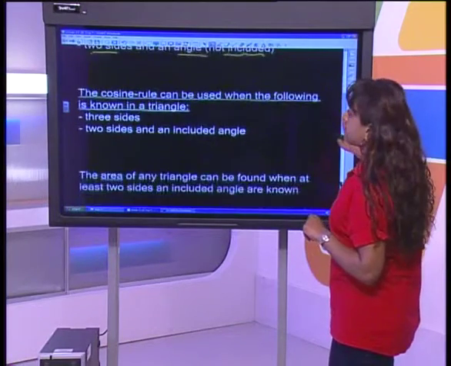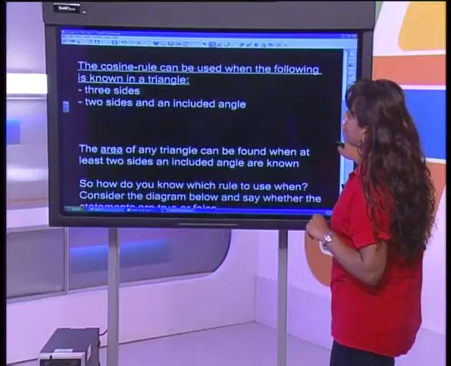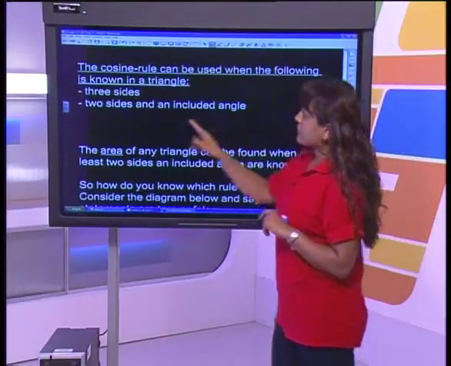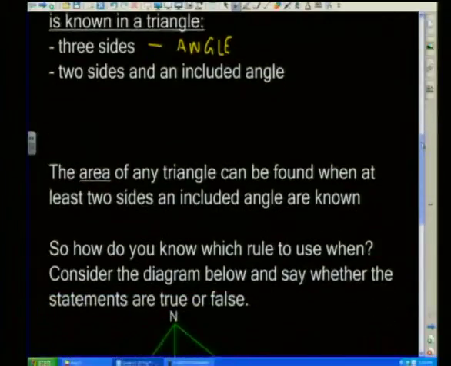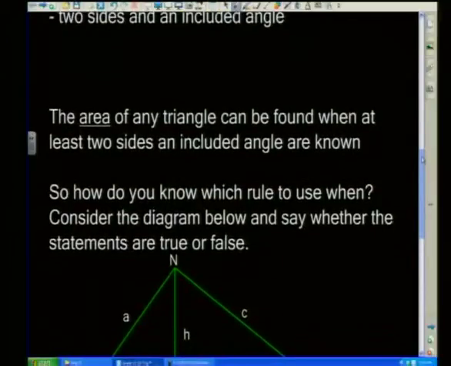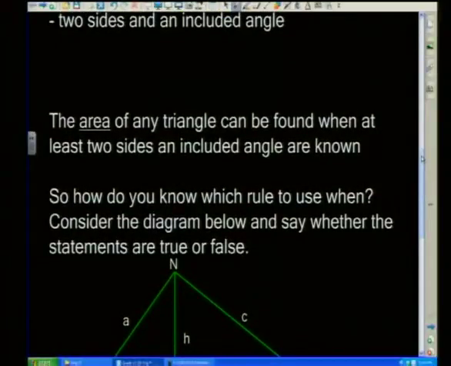All right. So talking about the cos rule, it can be used when you either are given three sides, and then in that case, remember guys, if you're given the three sides, you're actually then going to be finding the angle. Or if you've got two sides and an included angle. And I'm going to put the formulae up for you. I just want to go through all of the different things first. And then the area of any triangle can be found if you know at least two sides and an included angle. So important that the angle is included.